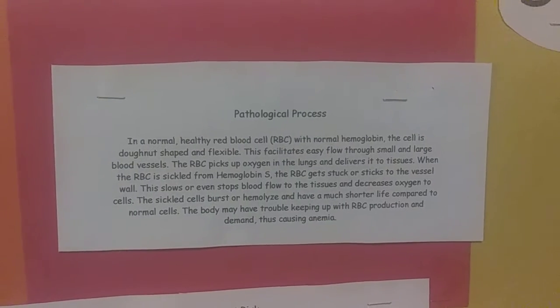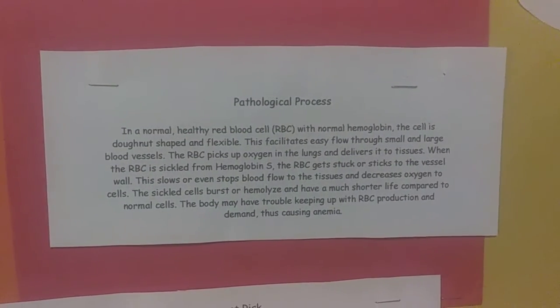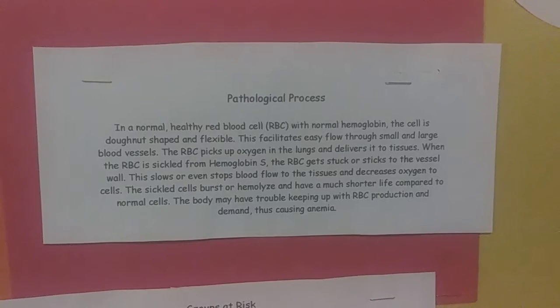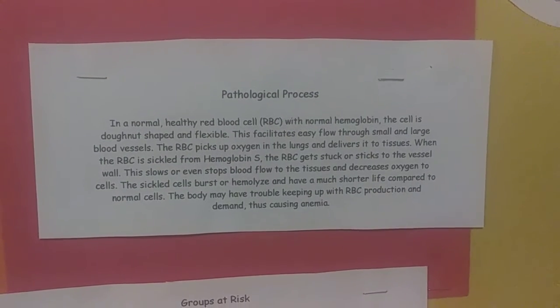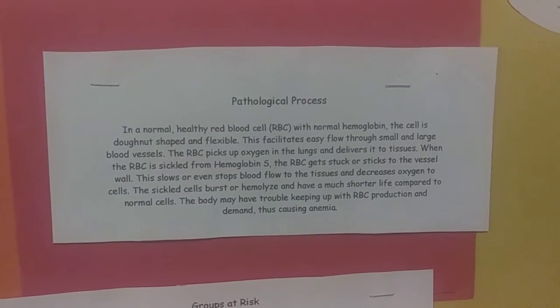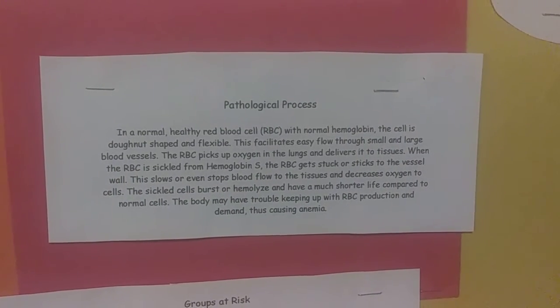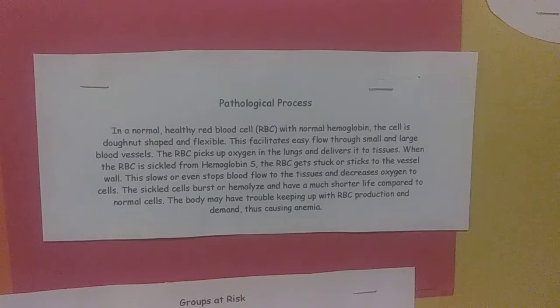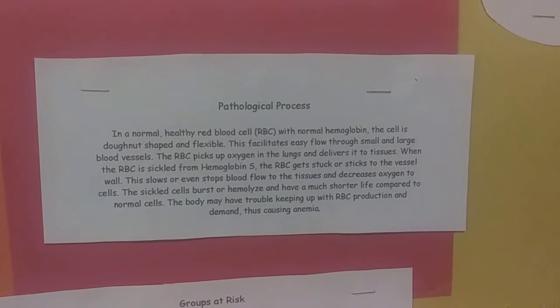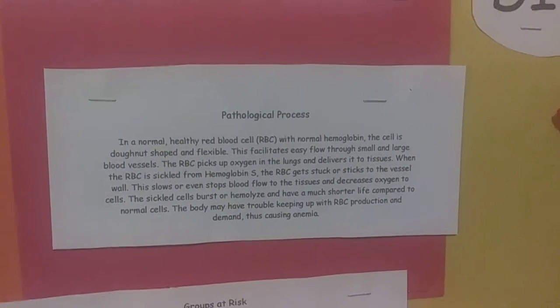When the RBC is sickled from hemoglobin S, the RBC gets stuck or sticks to the vessel walls. This slows or even stops blood flow to the tissues and decreases oxygen to the cells. The sickled cells burst, or hemolyze, and have a much shorter life compared to normal cells. The body may have trouble keeping up with RBC production and demand, thus causing anemia.